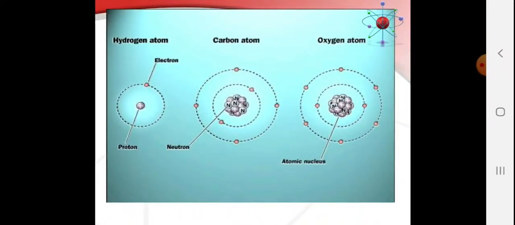You can see here a hydrogen atom, carbon atom and oxygen atom. You can see all the protons and neutrons are within the nucleus and the same number of electrons, equal to the number of protons, are rotating around the shells, which are called energy orbits.